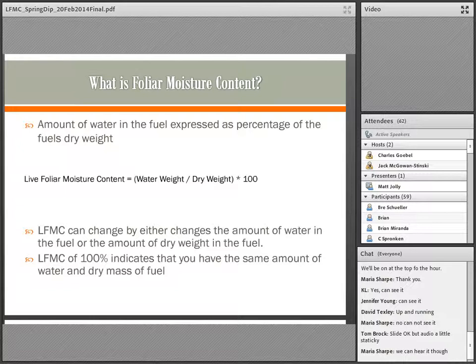So you can see any scenario where, if you imagine the water weight in this equation staying the same, you can change your calculated live foliar moisture content just by changing the dry weight. And that's a very important thing to keep in mind. One thing that throws people occasionally if you're not used to dealing with live fuel moistures is that they can actually go above 100%. That's because you essentially have more water mass than dry mass, or more water weight than dry weight. A live foliar moisture content of 100% indicates that you have the same amount of water mass that you have of dry mass of the fuel.